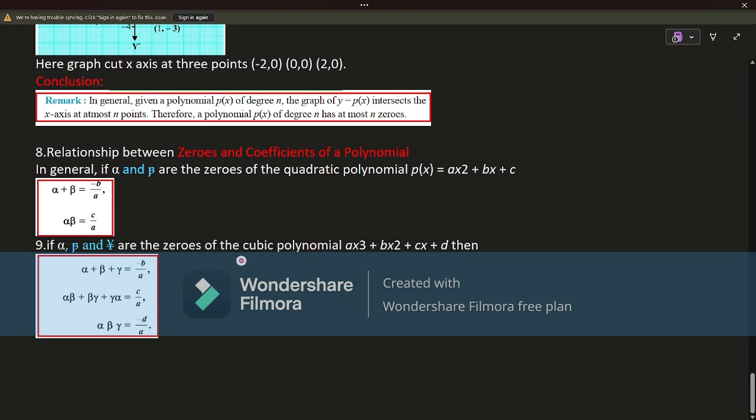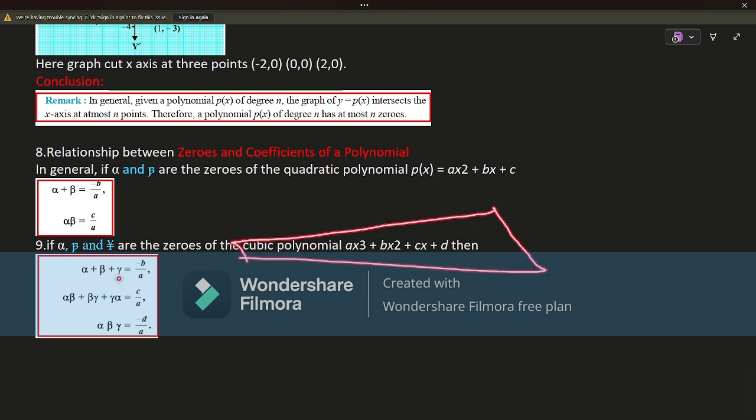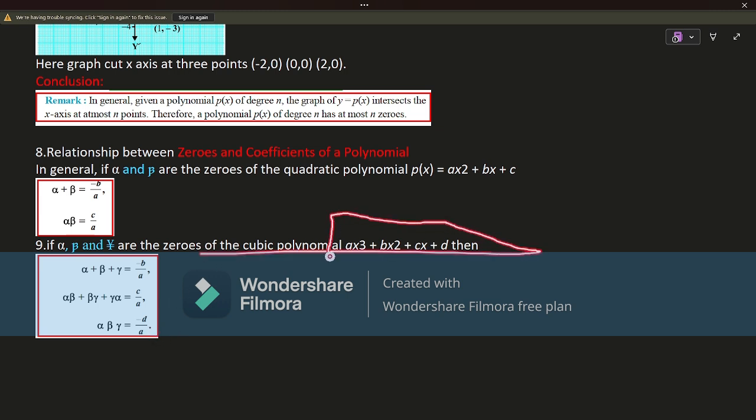If the polynomial is a cubic polynomial, it has 3 roots or 3 zeros. Let's imagine alpha, beta, gamma are the 3 roots of the cubic polynomial. Then we can conclude that alpha plus beta plus gamma equals minus b by a, alpha beta plus beta gamma plus gamma alpha equals c by a, and alpha beta gamma equals minus d by a. Here also, this can be explained clearly while we solve the exercises. Thank you all.